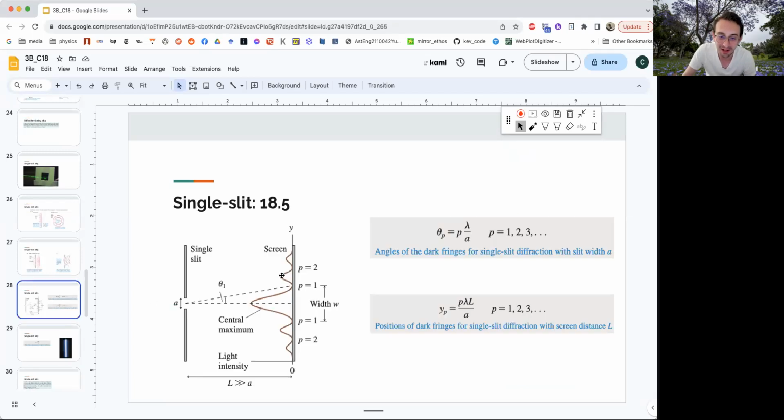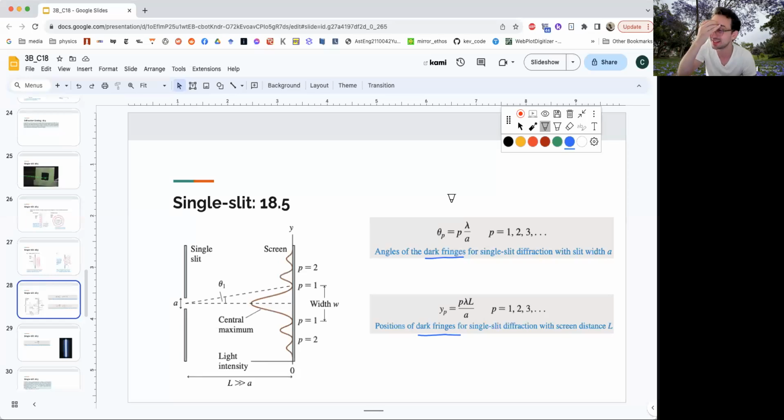It turns out finding the locations of the constructive bits is kind of hard, so we actually won't require you to find them in this class. But what we will require you to find are the positions of the dark fringes. You can see both of these formulas are for the position of the dark fringes, and it's actually the same formula as for a double slit.